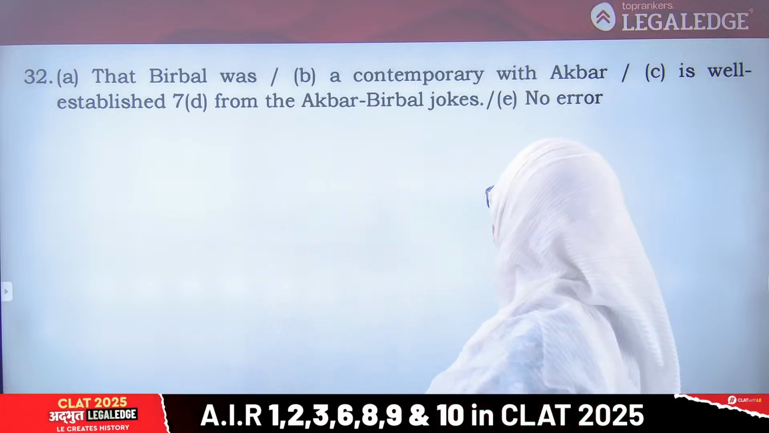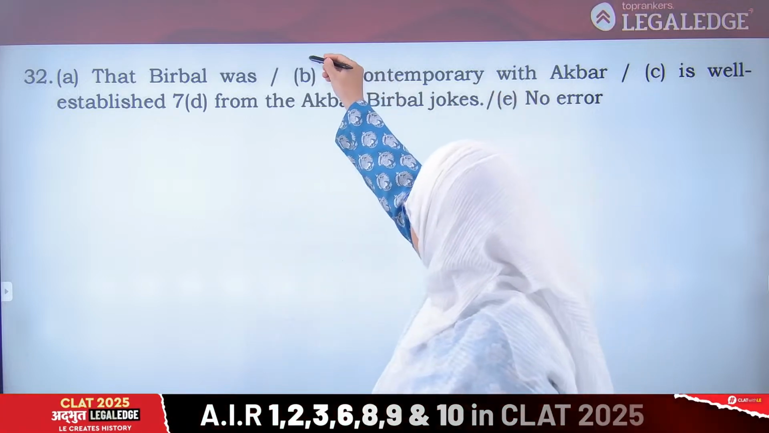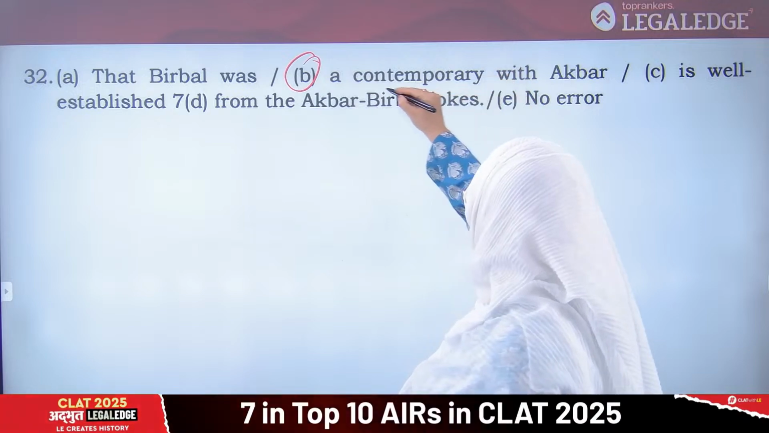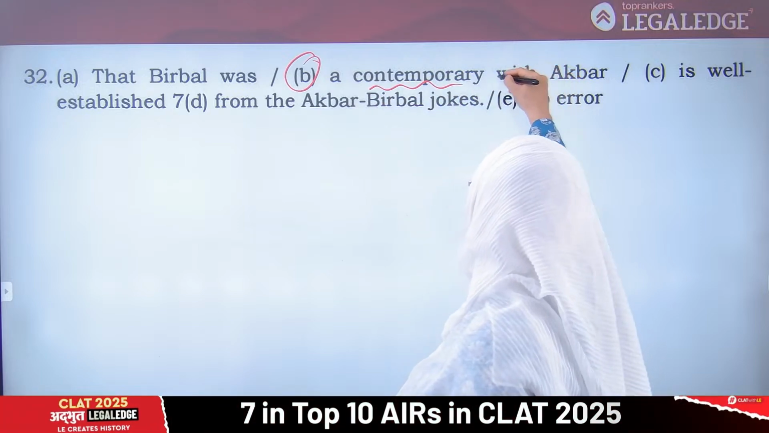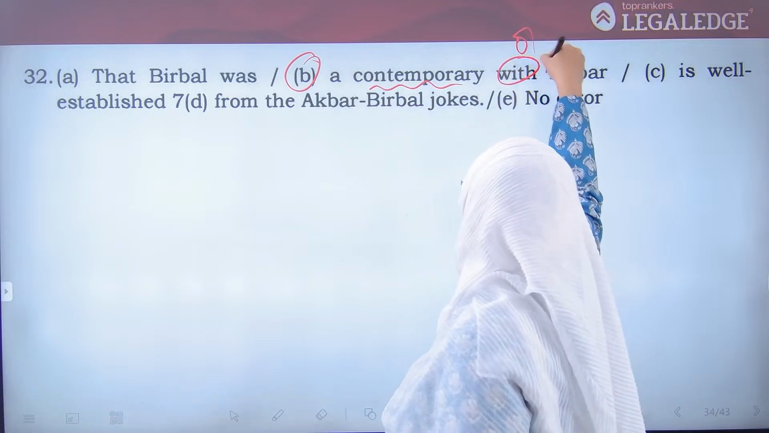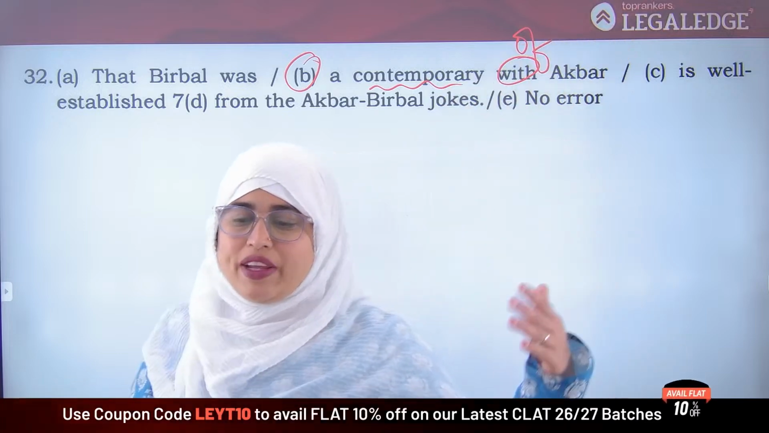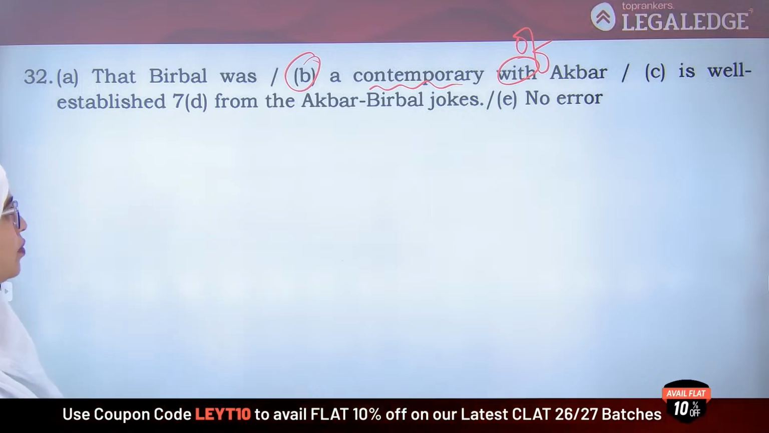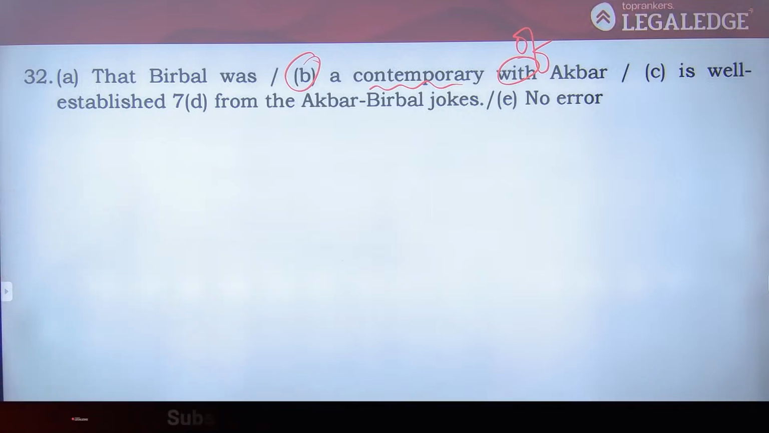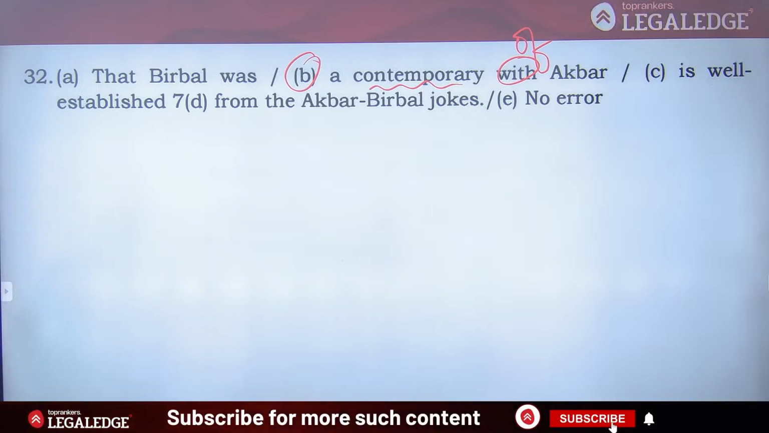All right. Erroneous part is B because author is talking about contemporary of आना चाहिए students. Contemporary of Akbar. He was contemporary of. Is well established. There is no error, bacha.